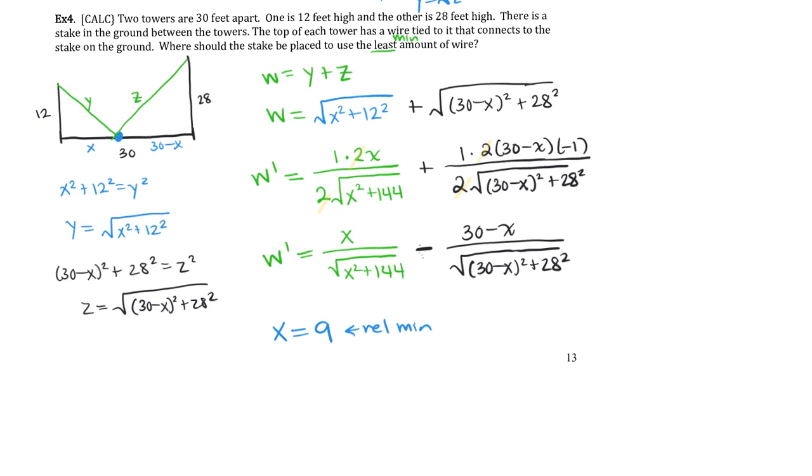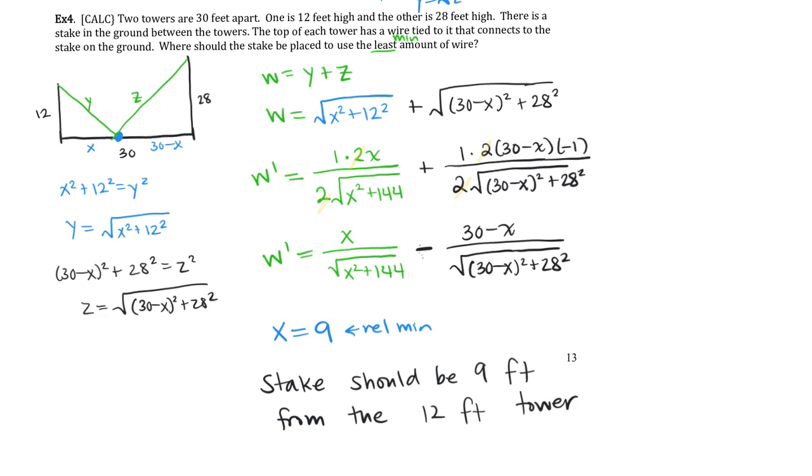Now I need to answer the question. It says, where should the stake be placed to use the least amount of wire? Since I found this X, I'm going to say the stake should be 9 feet from the 12-foot tower. Had you done your X's in the opposite direction or oriented your picture differently, you might have a different answer. The stake should be 21 feet from the 28-foot tower, and that's equally correct.